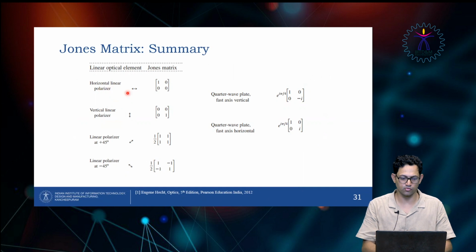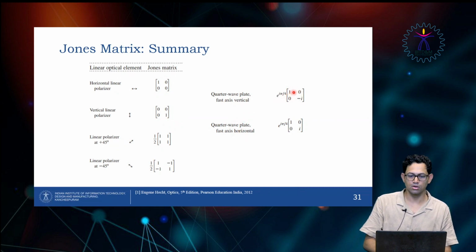Jones matrix. For example, for a horizontal linear polarizer it is 1 0 0 0, for a vertical polarizer it is 0 0 0 1, and for a linear polarizer at 45 degrees it is 1 1 1 1 with a half taken outside, and then for the quarter wave plate, both vertical as well as horizontal fast axis, this is what it looks like.